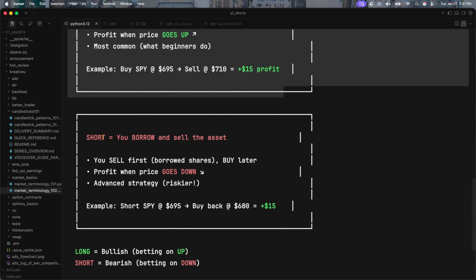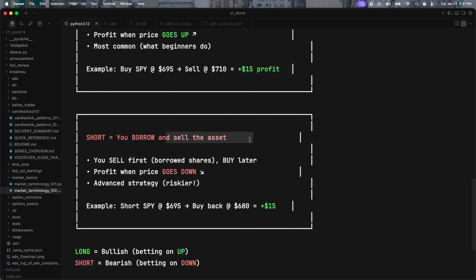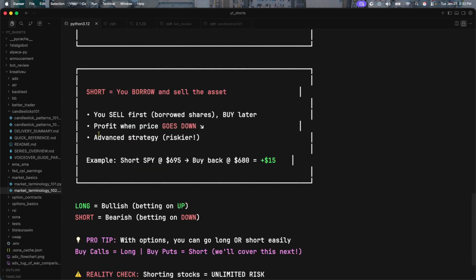The short position is when we borrow and when we sell the asset. So we sell first, we borrow shares, and then we buy it later. We profit when the price goes down. This is a little bit more of an advanced strategy, a lot more risky. An example would be short SPY at $6.95, and then we buy it back at $6.80 with a $15 profit.